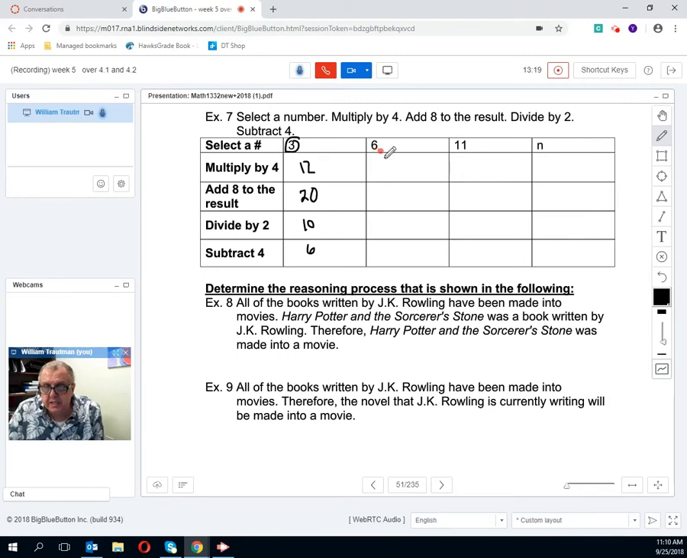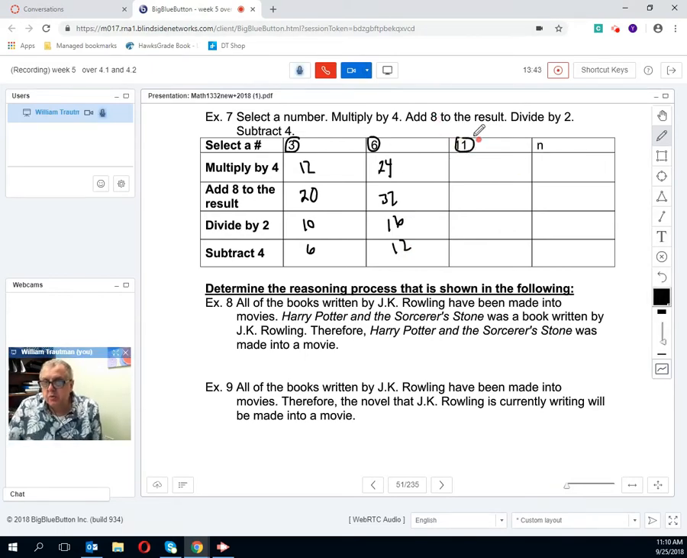Let's try this again. Multiply by 4. 6 times 4 is 24. Add 8. 24 plus 8 is 32. Divide by 2. 32 divided by 2 is 16. And subtract 4. 16 minus 4 is 12.